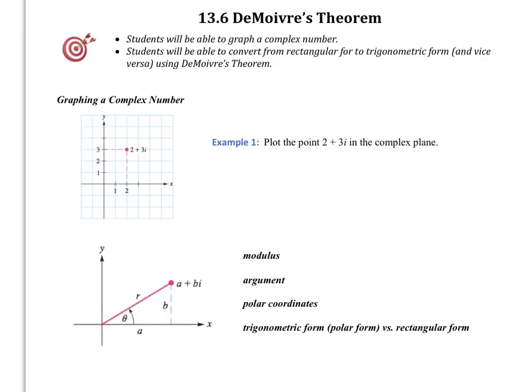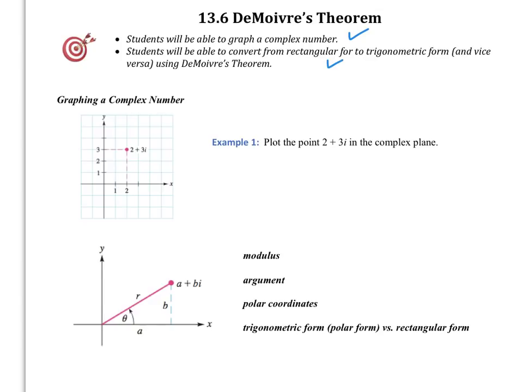All right, welcome to the first day of 13.6. We're going to take this over the course of 3 days. In today's lesson, we're going to learn about two concepts. One is the idea of graphing a complex number, and then we're also going to talk about converting from rectangular form to trigonometric form and vice versa.